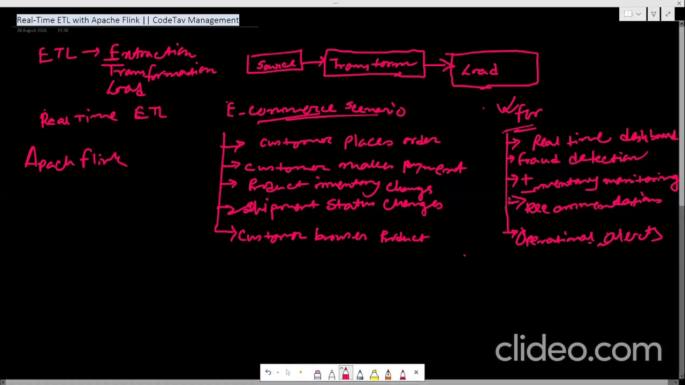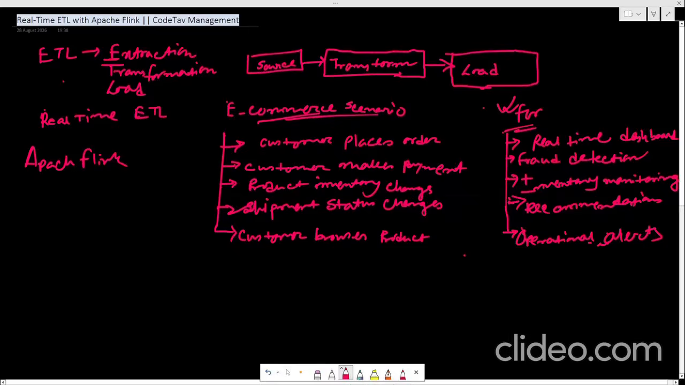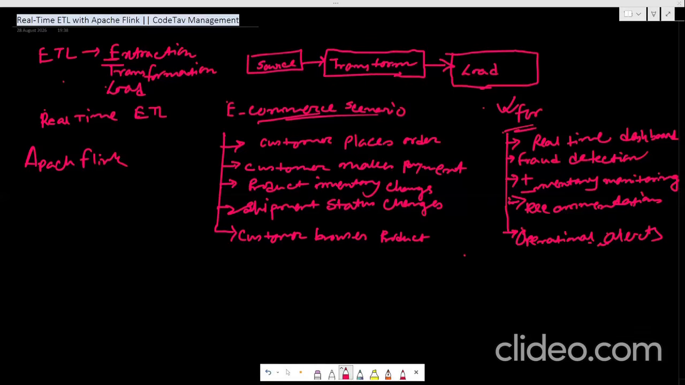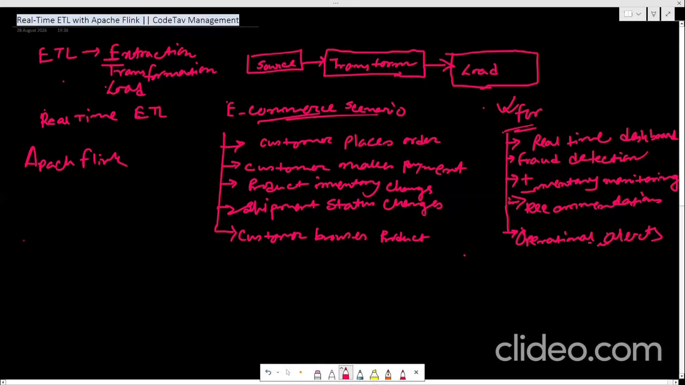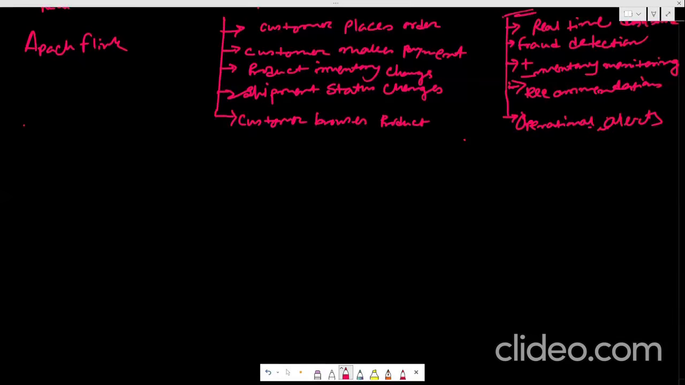Okay, I believe up to that part, whatever I have explained, you can understand, right? Clear? Okay. So now I will explain what the architecture can be. Now we will explain about the architecture.